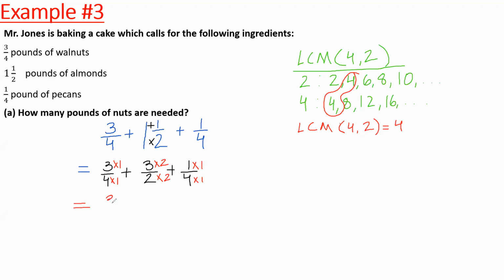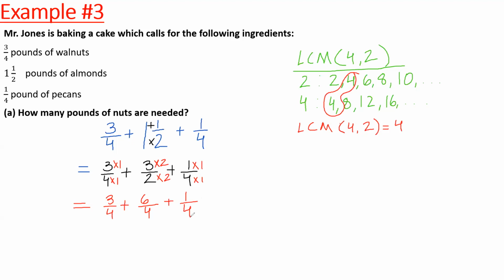So it's gonna be equal to 3 over 4 plus, what? 3 times 2 is 6. So we have 6 over 4, plus 1 over 4, plus 1 over 4.